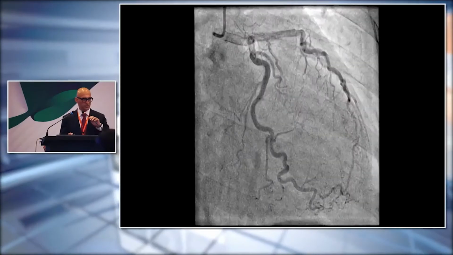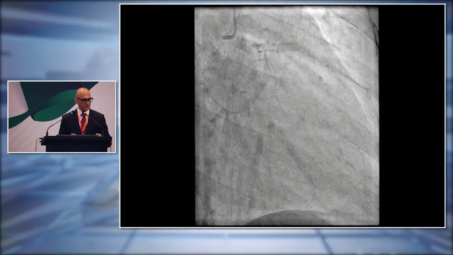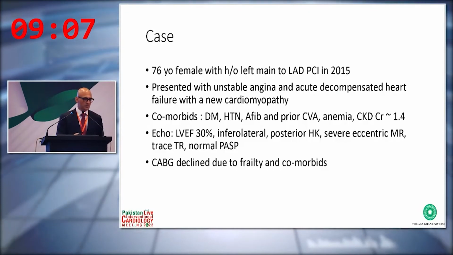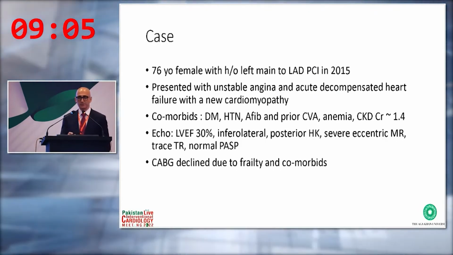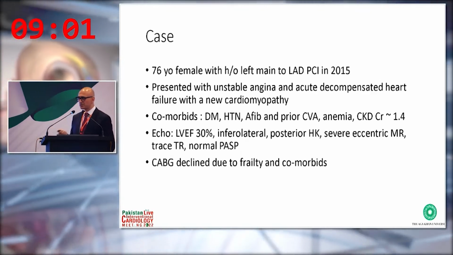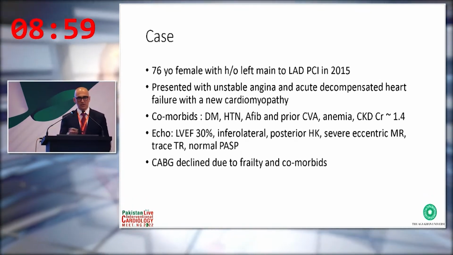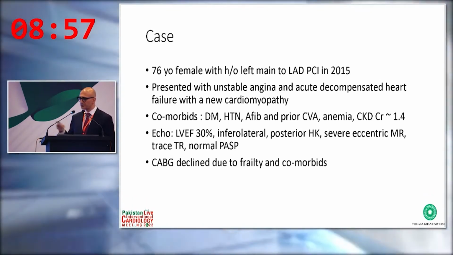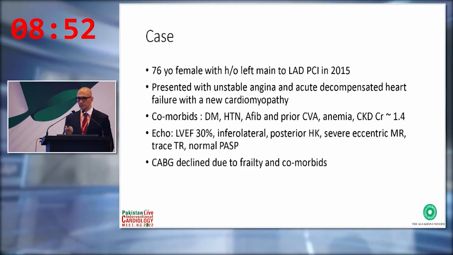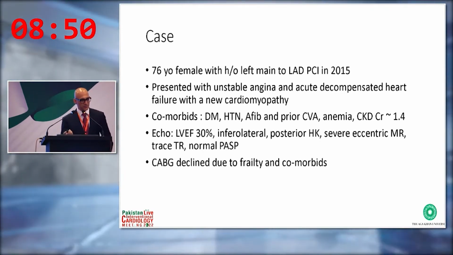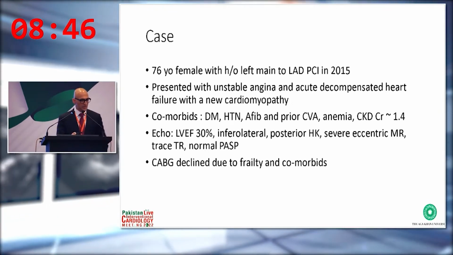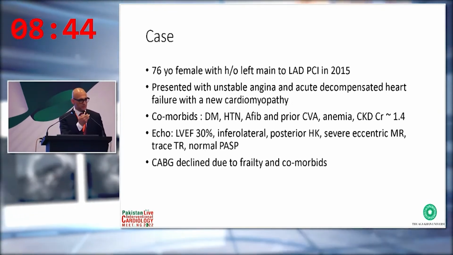Okay, so the case is a 76-year-old female who has a history of left main to LAD PCI in 2015. At the time, the left main was IVUSed and it was a 5.0 vessel. It was just a straight left main to LAD PCI. No side branch ballooning was done and POT was performed. She did well for the last 6 or 7 years, then presented with unstable angina and acute decompensated systolic heart failure with a new cardiomyopathy.